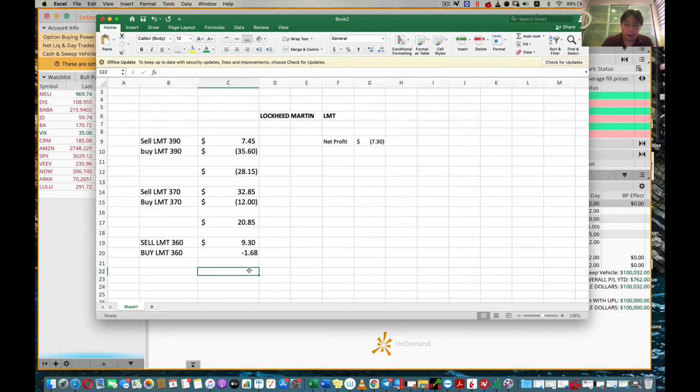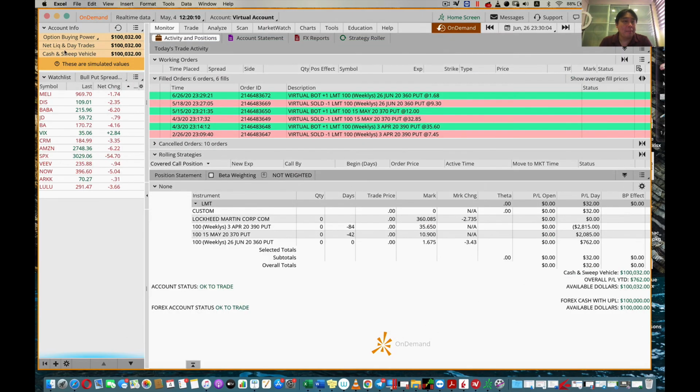So on this one I made 762, right? So I lost 28 bucks here. I made 20 bucks here. I made 7 bucks. So my net profit now would be 32 cents, $32, right? Okay, so you can see my cash is now $100,032, right? 32 cents, right? And my net liquidation is the same as well.